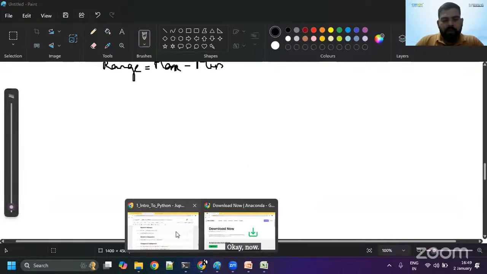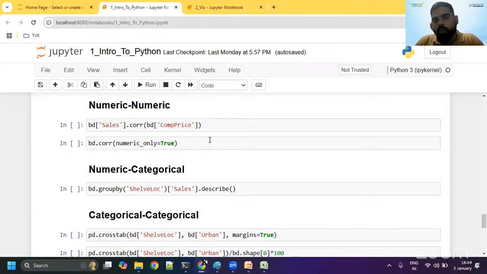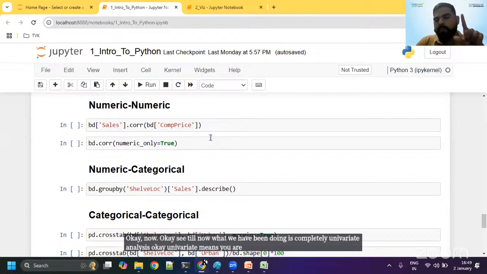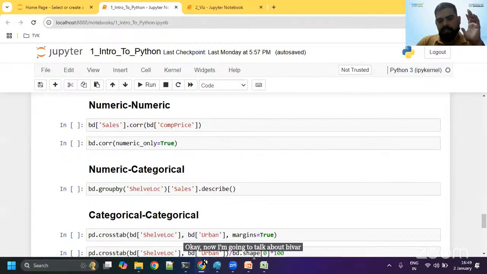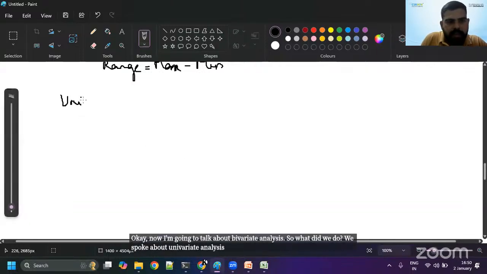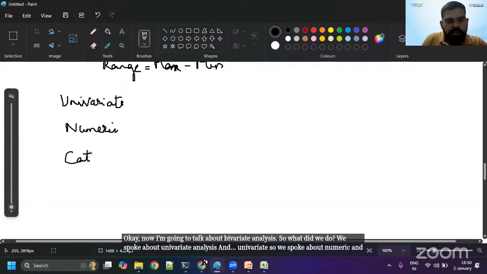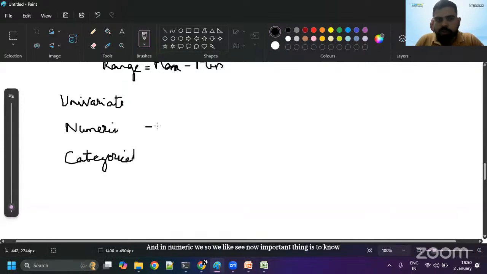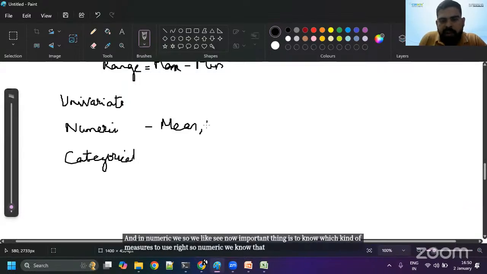Now, see, till now what we have been doing is completely univariate analysis. Univariate means you are analyzing one variable at a time. Now I'm going to talk about bivariate analysis. So what did we do? We spoke about univariate analysis, and we spoke about numeric and categorical. And in numeric, the important thing is to know which kind of measures to use, right? So for numeric, we know that we can use mean, median.